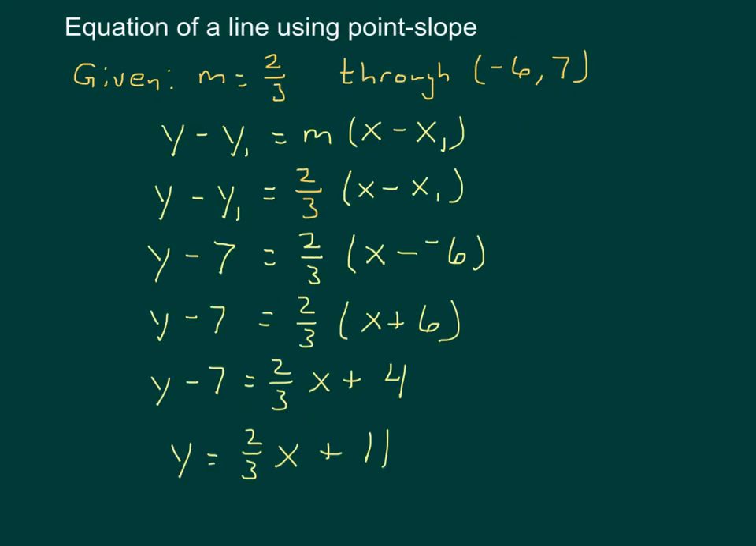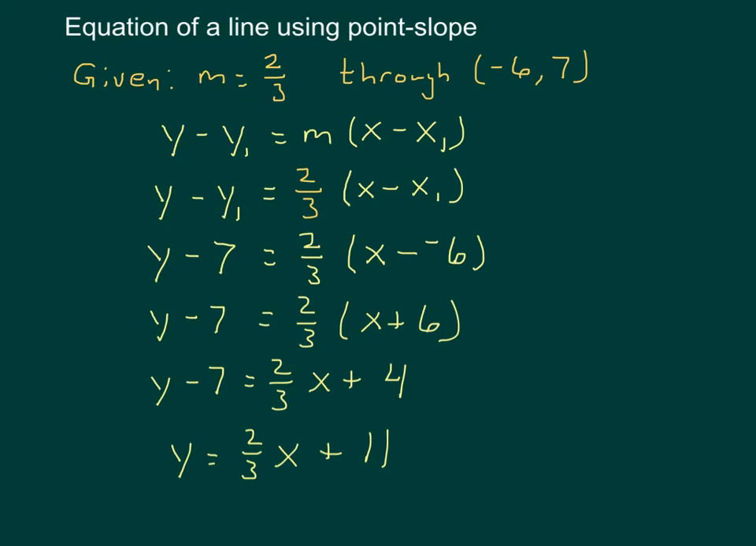Here's a problem where we're going to use point slope form. In this case, I'm given that the slope is 2/3, and I'm going through the point negative 6, 7. So I have my point slope form. You'll notice I wrote it down there. y minus y1 equals m times x minus x1.